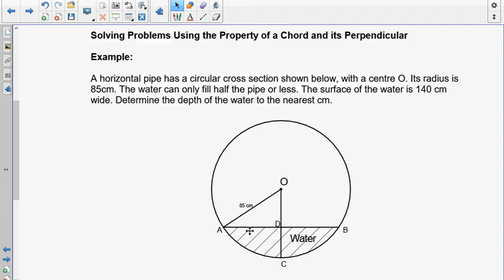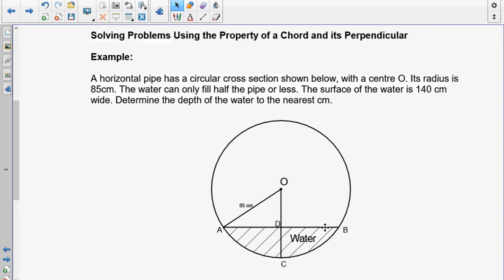Here's your pipe. Here's the level that you want to work with, and this one we're working with here is water. So it says a horizontal pipe has a cross-sectional area shown below with the center O. Its radius is 85 centimeters. So knowing this 85 centimeters, there's our first one right there, 85. So knowing that, we can go on to the next part. The water can only fill half the pipe or less. Now remember, point O is at the halfway point. The surface of the water is 140 centimeters wide at this point.